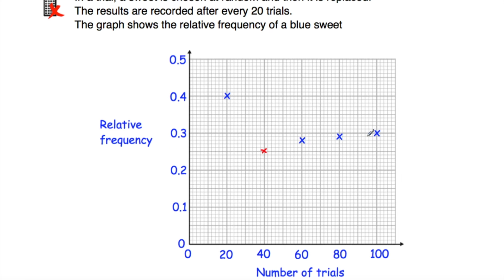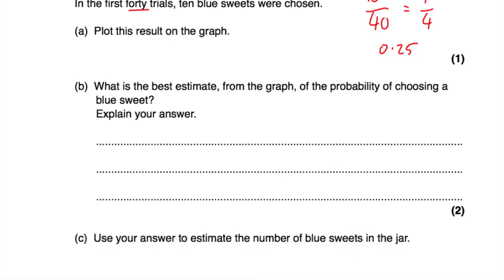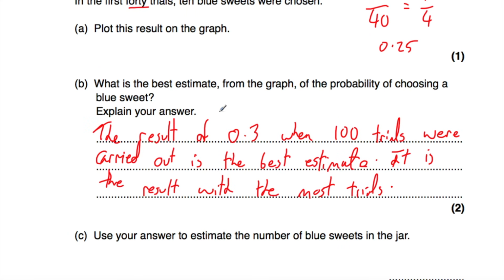So if we were to estimate the probability of getting a blue sweet from this jar, it would be 0.3. So it's the one with the highest number of trials. So let's explain that. That's how I've just explained that the result of 0.3 is the best estimate of the probability when the 100 trials were carried out, because it's the result with the most trials.